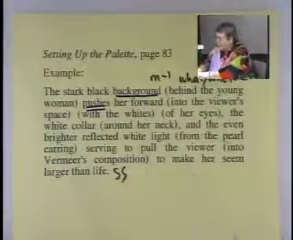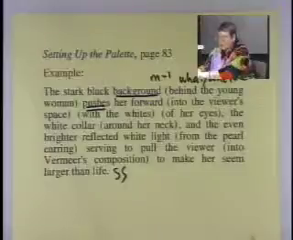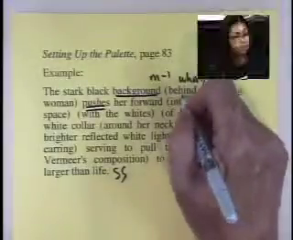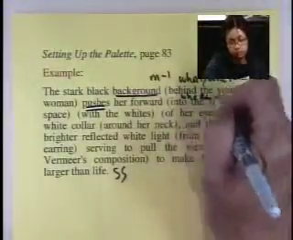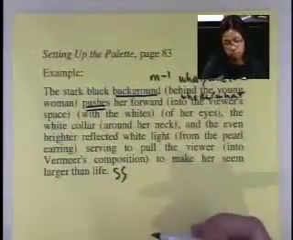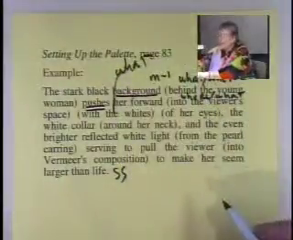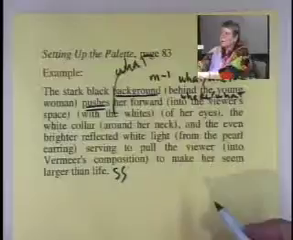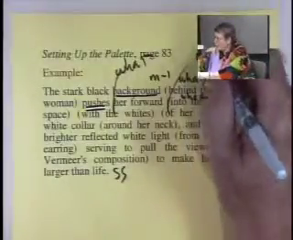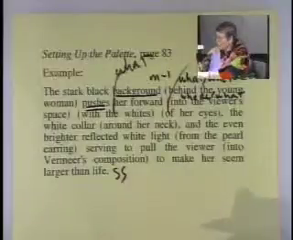And that black background pushes her forward into the viewer's space, Elbelin. Where? Or what? With the white, Scott, with what? Of her eyes, Kim, what? The white collar around her neck, Jeff.